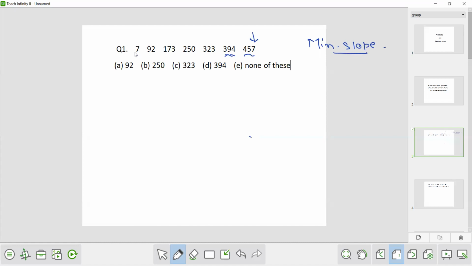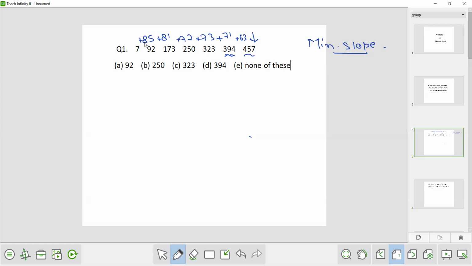So let's start. We will start with a smaller number, that is 7 and 92. Here we see that 85 is getting added. Then 92 and 873, we see that 81 is getting added. Then 173 and 250, we see that 77 is getting added. Then 250 and 323, we see that 73 is getting added. Then here plus 71, and 394 and 457, here is plus 63. So there seems to be something wrong in this.